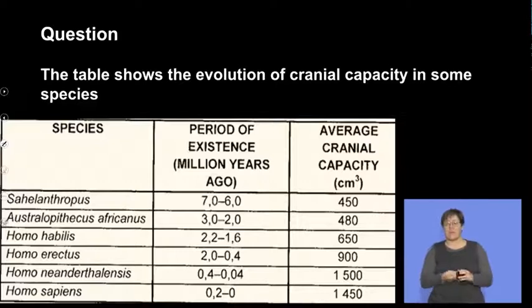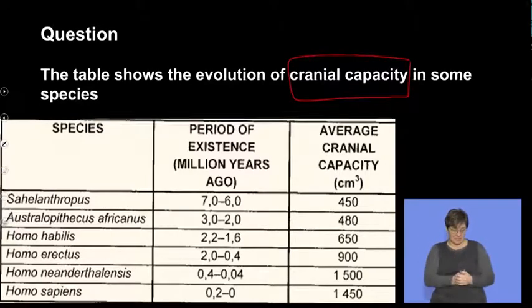Okay, so guys, very often what's the kind of question they're going to be asked here? They're going to give you a chart, these kind of diagrams, and you're going to have to be able to read from it. The table shows the evolution of cranial capacity. Remember what I said? Cranial capacity, the cranium that houses the brain. We never speak about the brain. We speak about the skeleton.